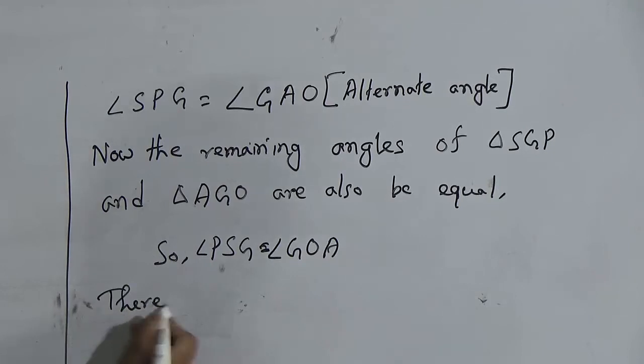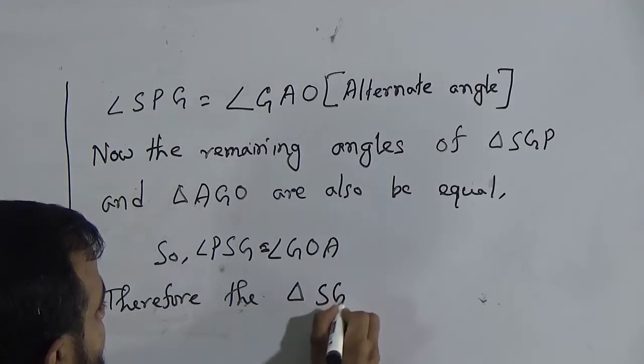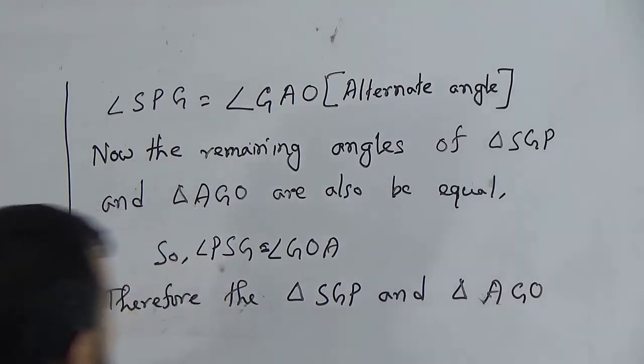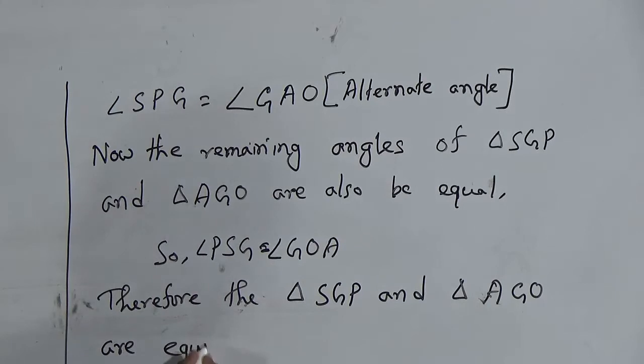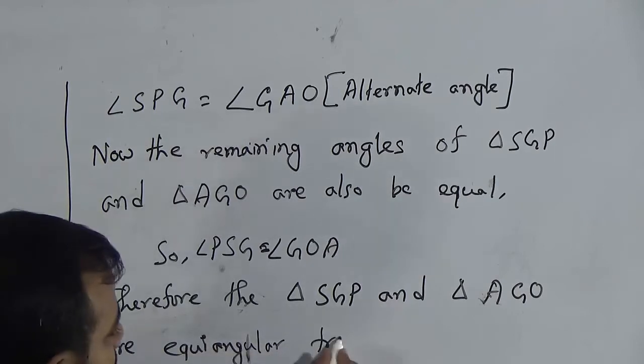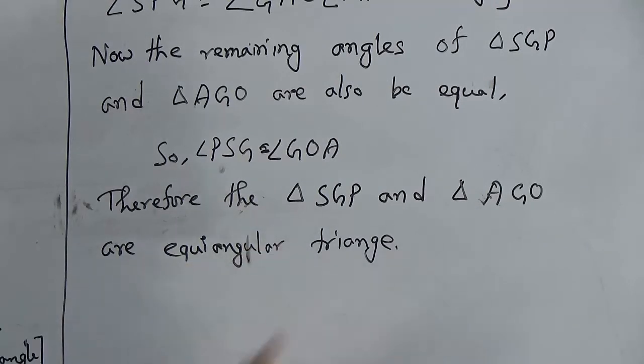Therefore, the triangle SGP and the triangle AGO are equiangular triangles, because all three angles of a triangle are equal to the three angles of another triangle. Okay, that's why these two triangles must be equiangular to each other. So we can write down the ratio of the sides will also be equal to each other.